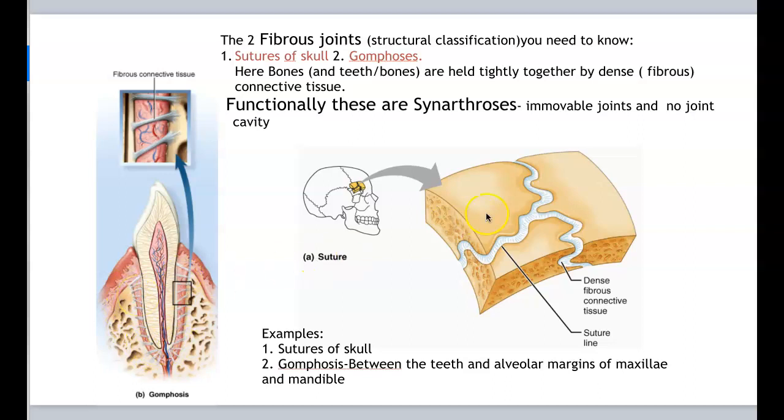And of course, the sutures of the skull. You saw those. That is dense fibrous connective tissue. So these two fibrous joints, the sutures of the skull and gomphoses, functionally they are synarthroses, immobile, and there is no joint cavity.